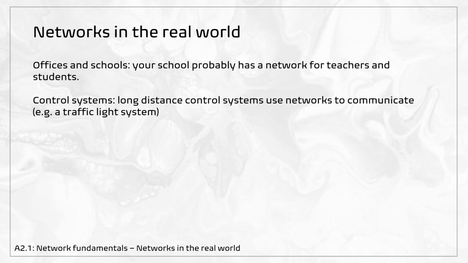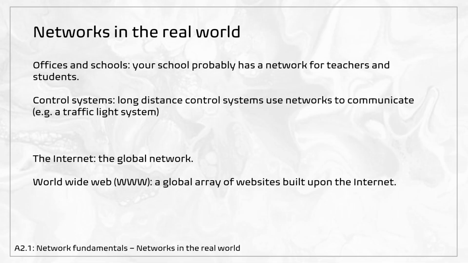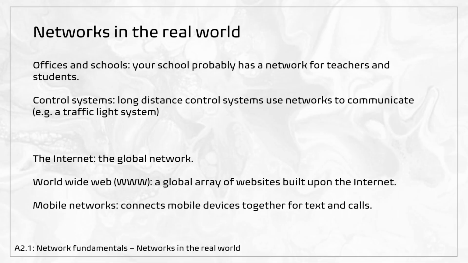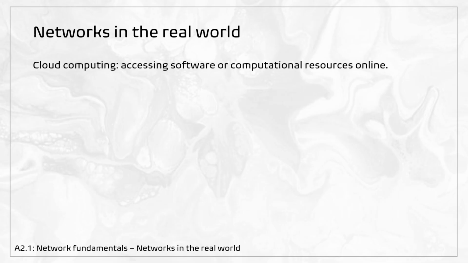A bigger network you're definitely familiar with is the Internet, which is just the name for the global network of computers. Within the Internet, there's the World Wide Web, or WWW, which is the term for the global array of all websites. There's also mobile networks, which use those big radio towers so that you can send SMS and make calls. Nowadays though, there's a lot of services which use the Internet for texts and calls, and your network provider probably gives you an Internet connection with cellular data.